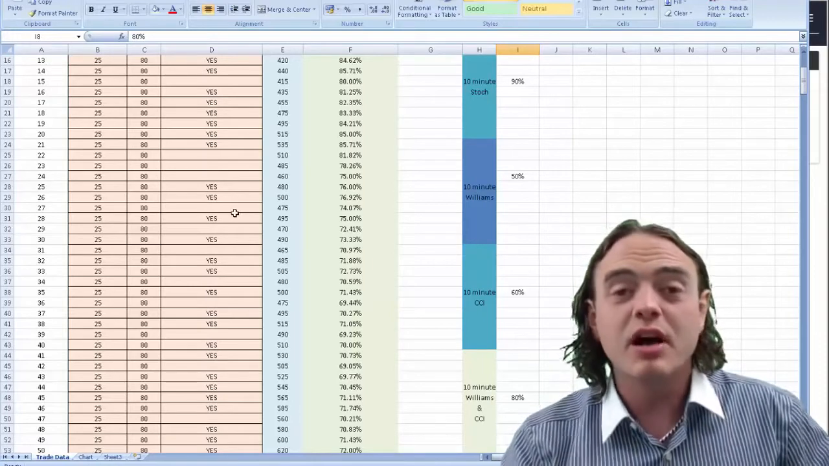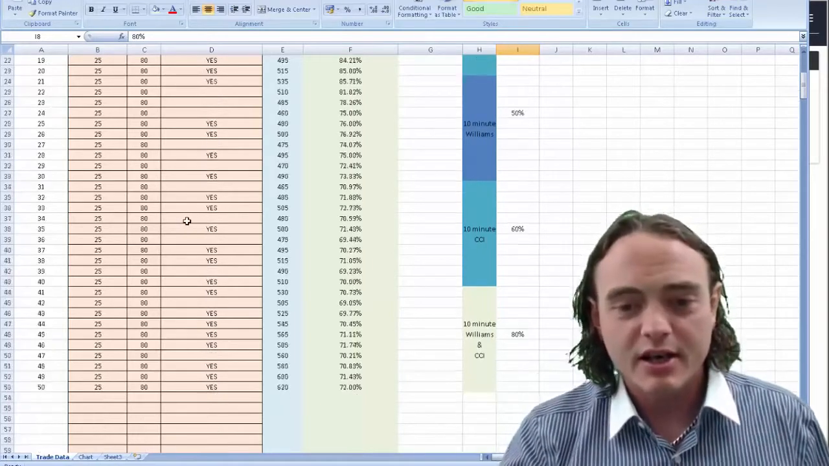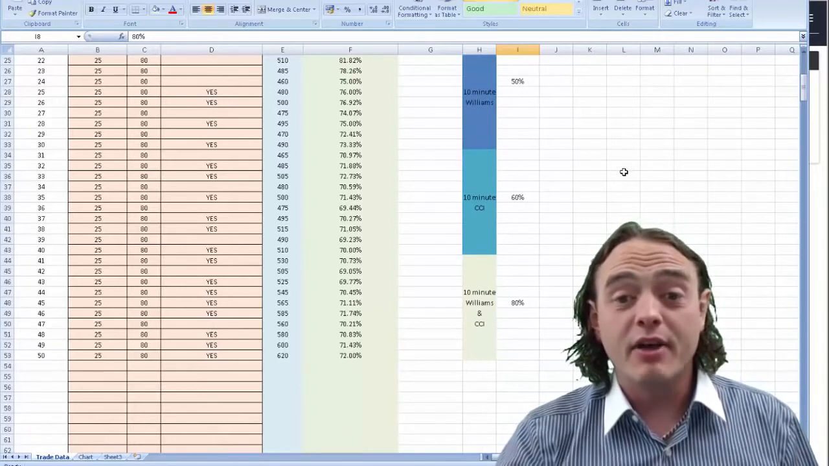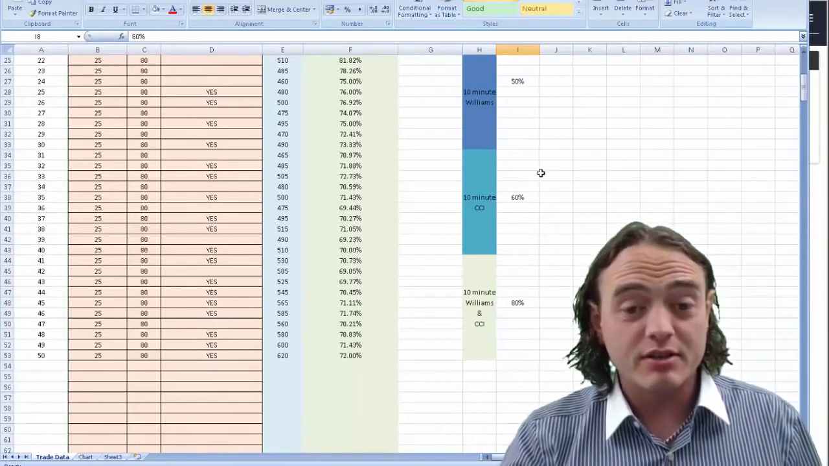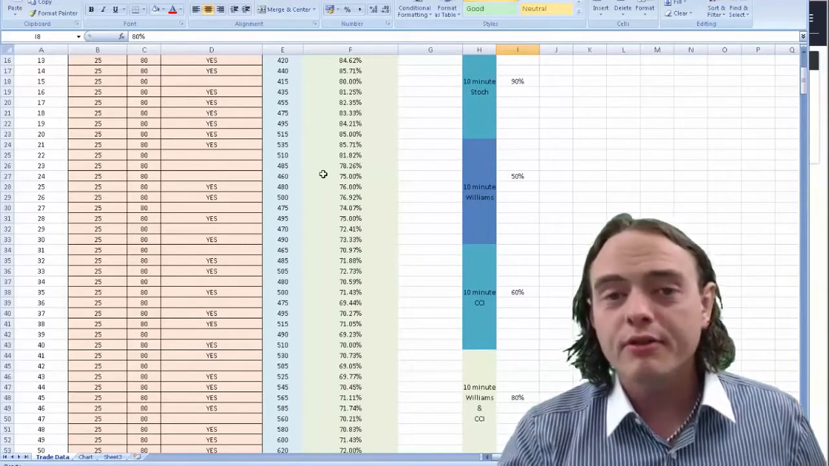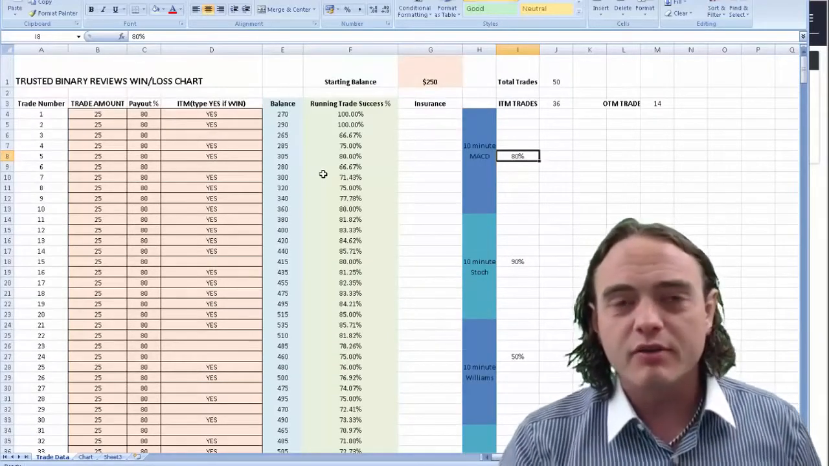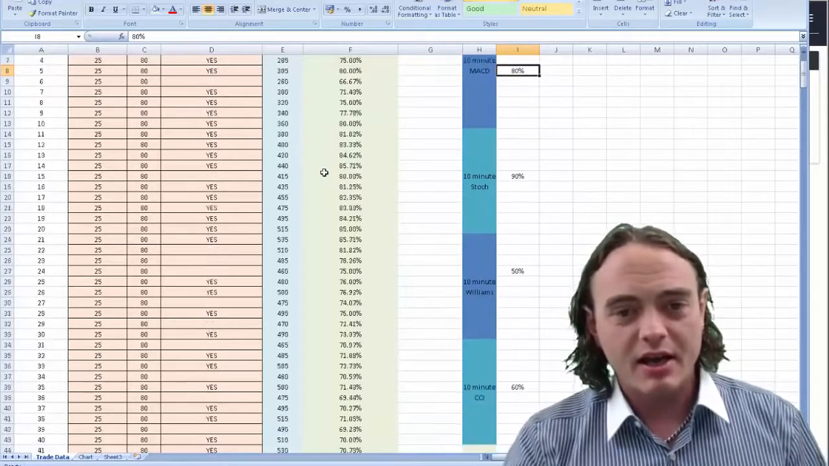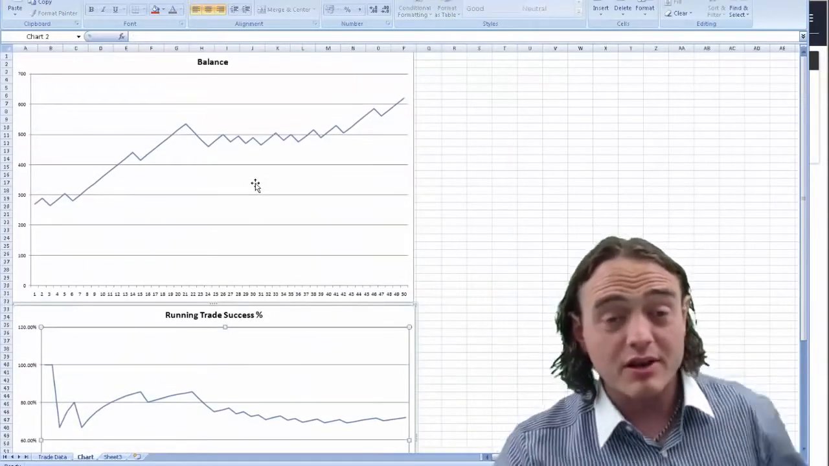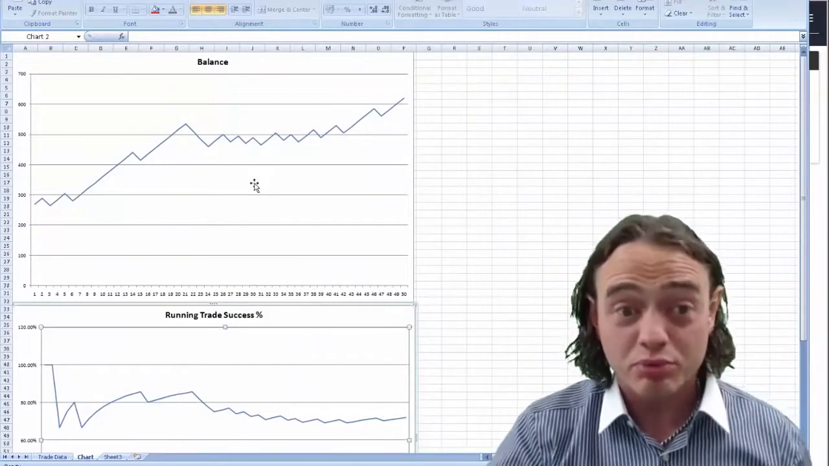So I thought, well, let's just see what happens when I start combining these. I combined the Williams and the CCI, and that immediately increased the success rate to 80%. So there's a wealth of configuration possibilities here, and just see what's happened to the balance here. The most important thing to note is that I am in very good profit.